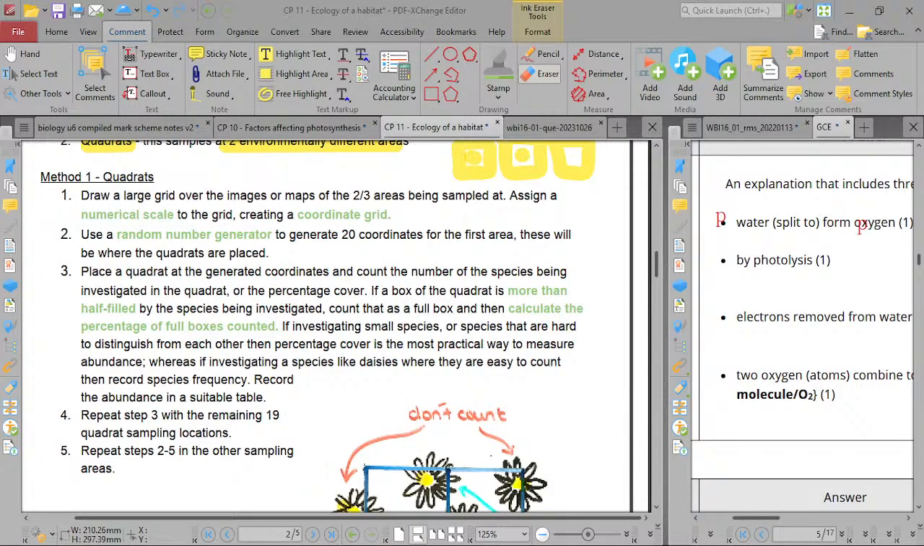Okay. Percentage cover measures the proportion of the ground area occupied by the vertical projection of the species. So the definition is an estimate of the area covered by the species within a single quadrat. So this doesn't talk about the whole area, this talks about the single quadrat. No, it also talks about the single quadrat. Okay.